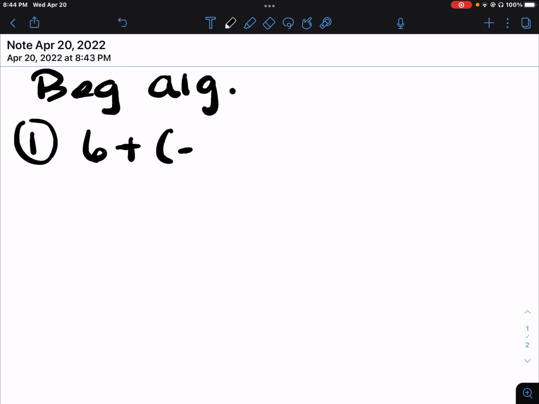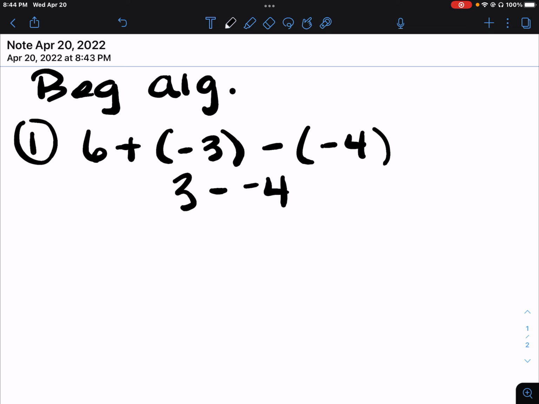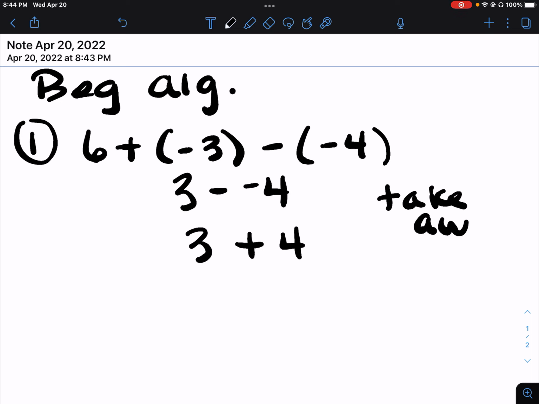6 plus -3 minus -4. 6 plus -3, they're different, so subtract. The bigger number is positive. Subtract -4 becomes add, because that is take away debt, which is good. 3 plus 4 is 7.